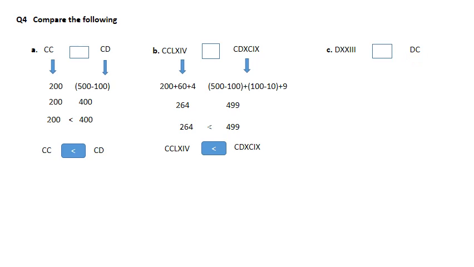See here, the value of D is 500 and the value of C is 100. 500 plus 100 becomes 600. So see here, we are writing 523 and 500 plus 100 becomes 600. So if you compare these two, of course 600 is greater than 523, and we write down the answer this way.